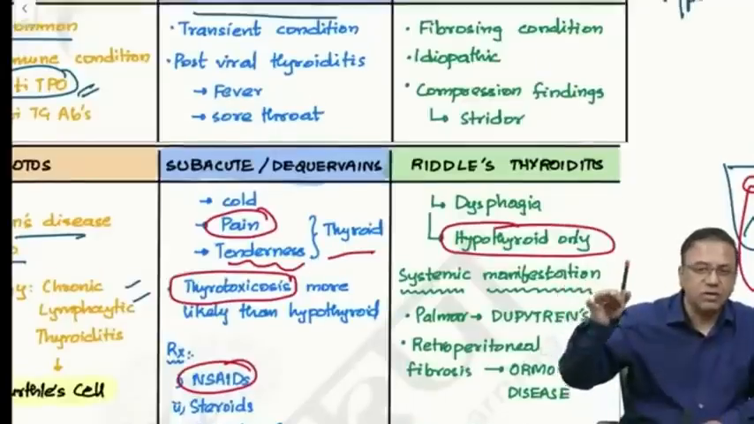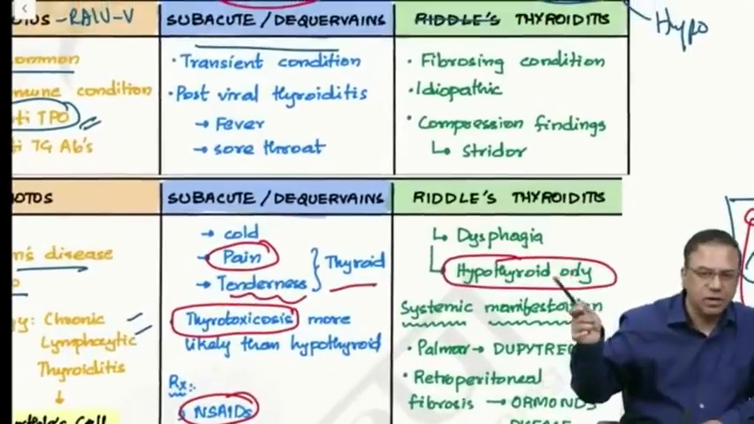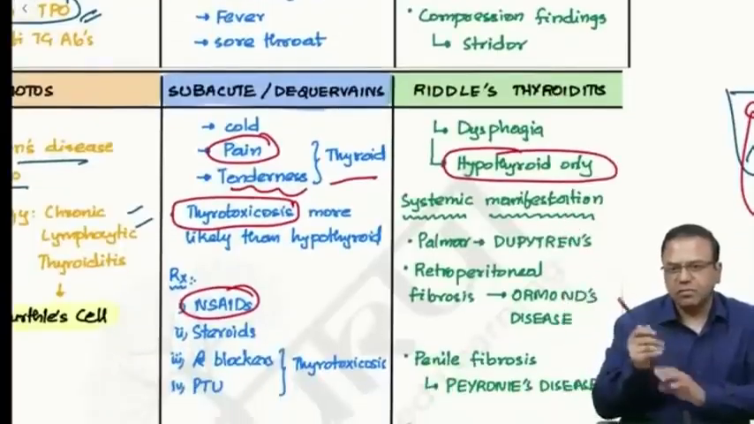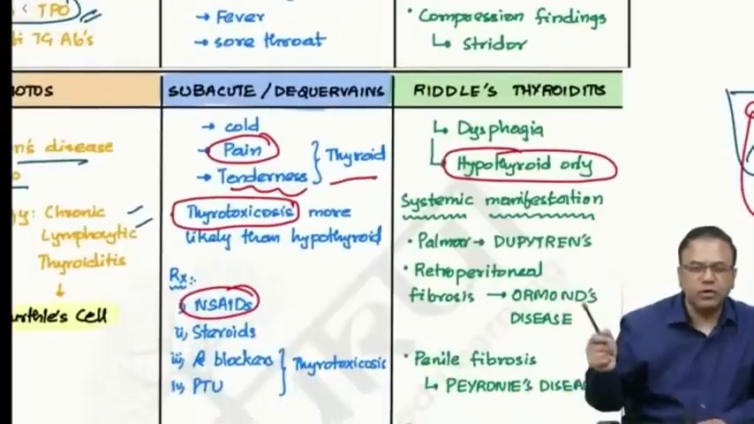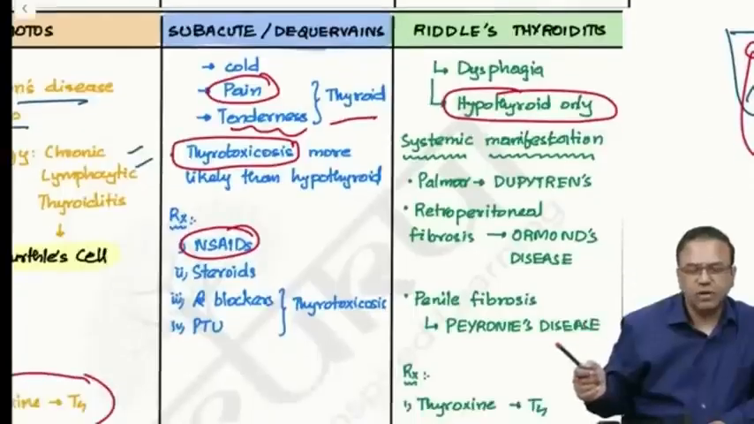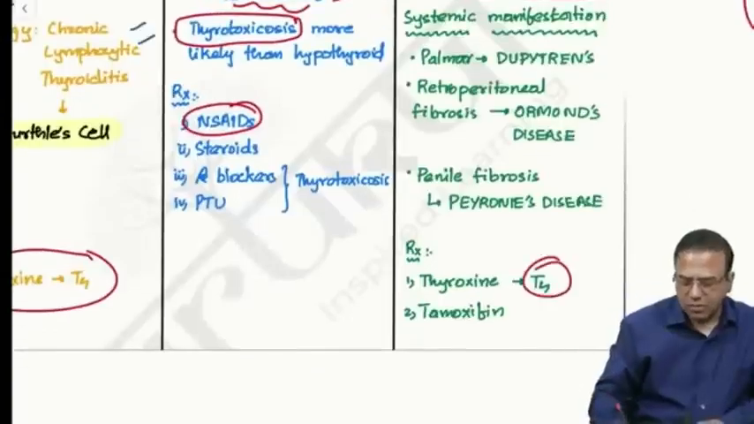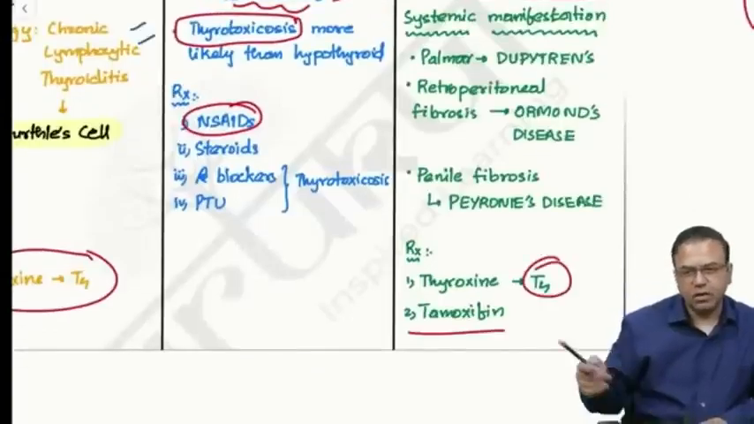So they'll ask you in the exam, which thyroiditis is never toxic? This is never toxic. In addition, these patients can have fibrosis of the palms, fibrosis in the retroperitoneum, Dupuytren's contracture, Ormond's disease, Peyronie's disease. These are also fibrosing problems, and the treatment is thyroxine plus anti-estrogenic drugs. Okay, this is supposed to slow the fibrosis: tamoxifen.